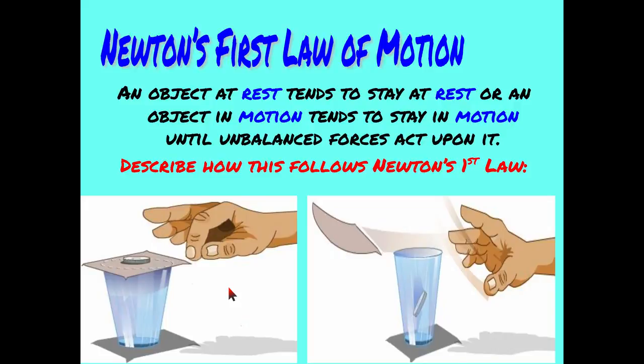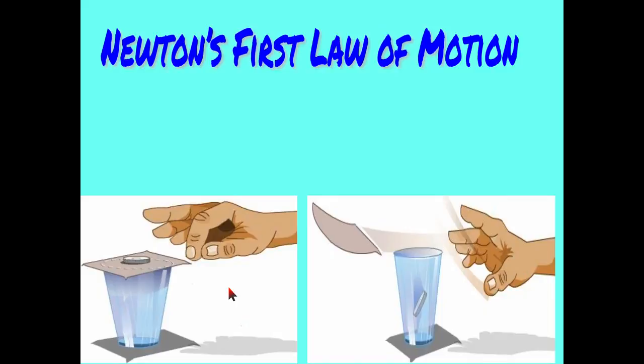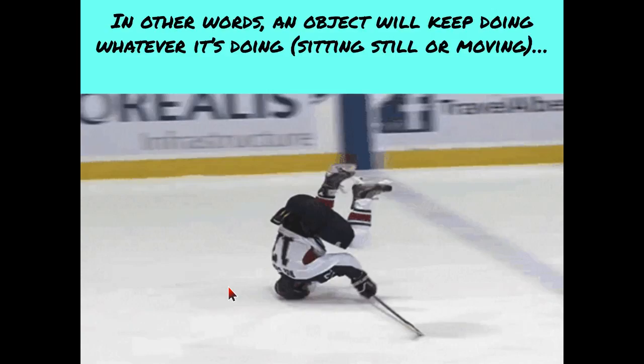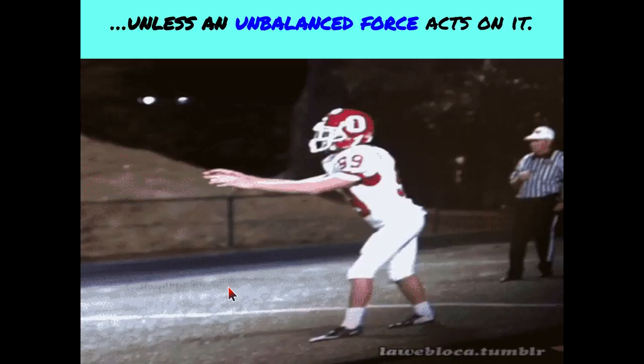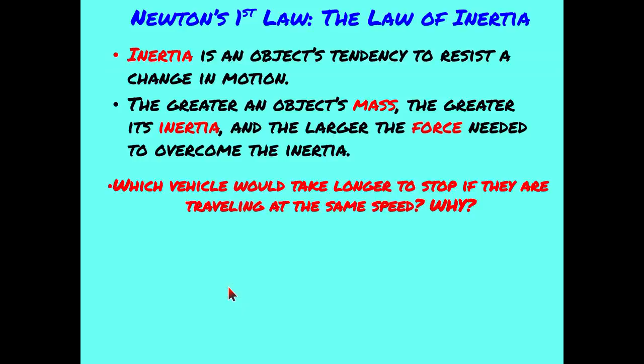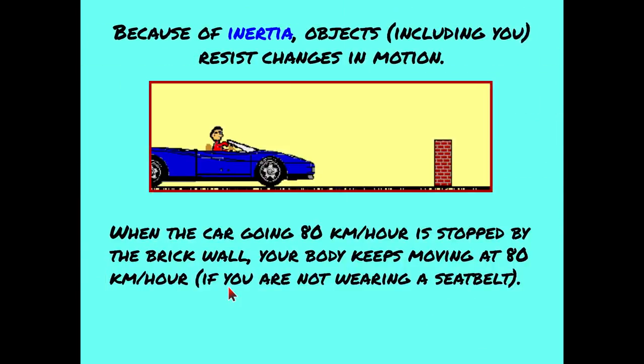So for this object, it says describe it: look, the coin will not move if the card is flicked fast enough, meaning the object will stay at rest. So, in other words, an object will keep doing whatever it's doing until it's acted on by another force. So a couple little things that you can click on and check out.